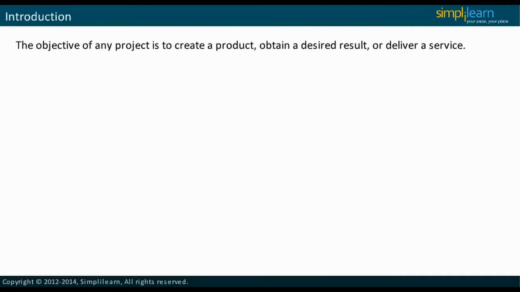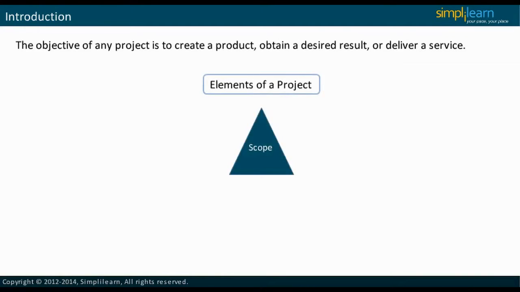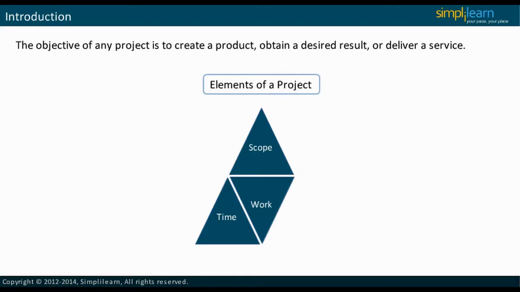The objective of any project is to create a product, obtain a desired result, or deliver a service. To meet this objective, a project manager needs to define the scope, the work that needs to be performed, and the time by when the work should be completed. The project manager also needs to define the cost of the project. Cost includes the material, equipment, and resources or people who will work on the project. Resources can include a group of people who have different skills or are present in different locations. Hence, these people may influence the cost of a project in different ways. In the next slide, we will understand the concept of project management.